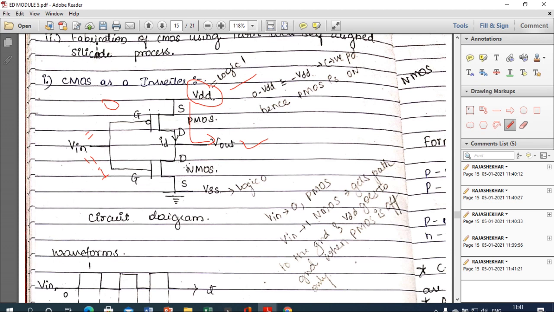When it is on, whatever the potential at Vout, initially if I assume that the output Vout is VDD, that VDD flows towards the ground from drain to source using the NMOS transistor. When it flows towards the ground through this path, the output voltage Vout becomes 0. So this is how a CMOS is used as an inverter. Now I will take one example to understand it properly.